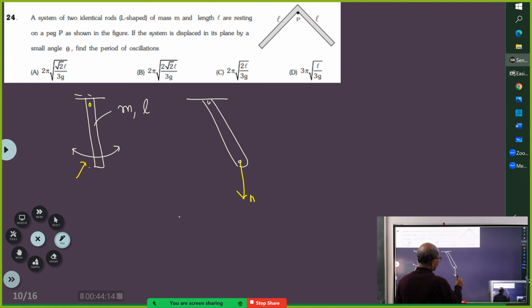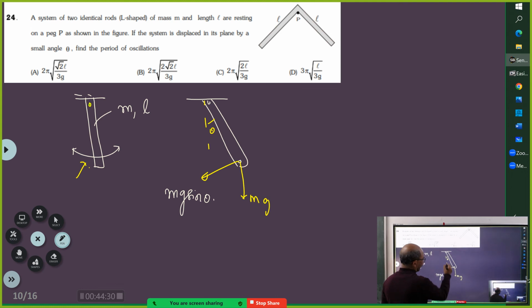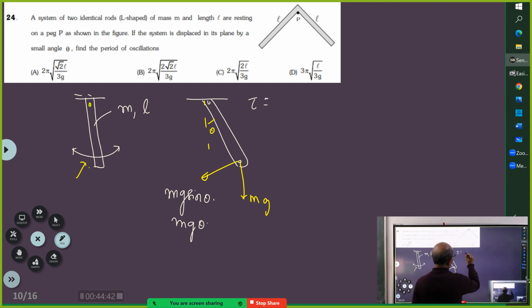So this is mg, this is theta, so this becomes mg sin theta. Theta is very small, so sin theta is approximately theta. Then this length is L. Therefore, the torque it develops will be L into mg sin theta, so L mg theta. Got it? And this should be equal to I into alpha.